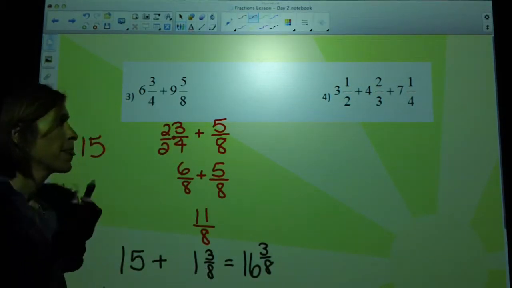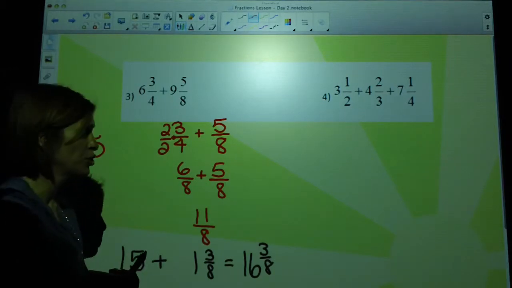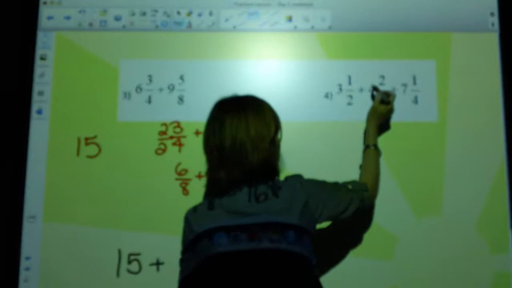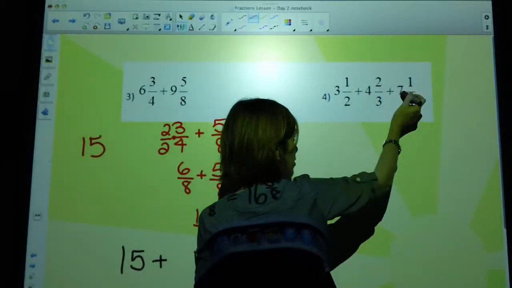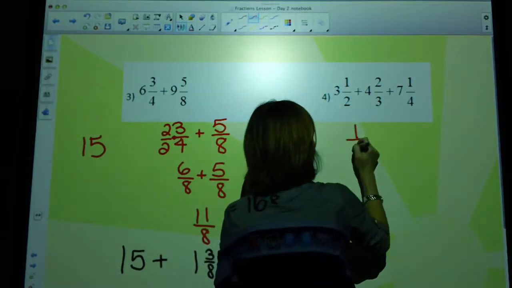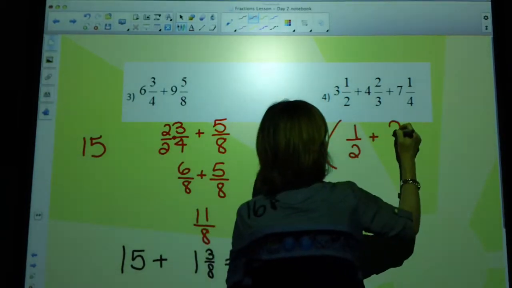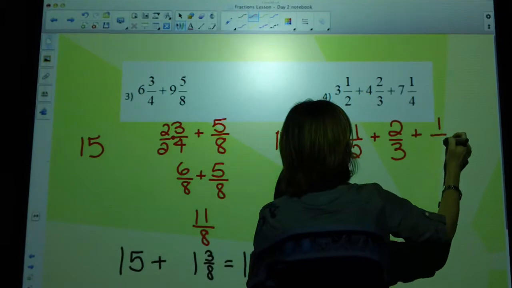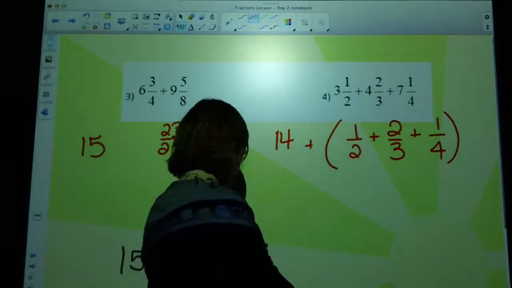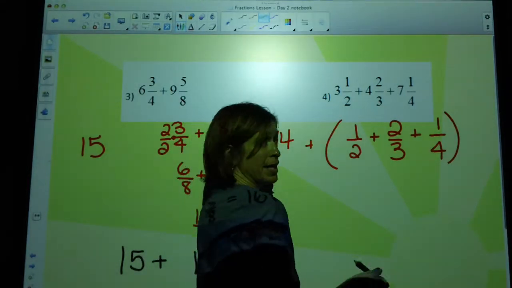All right, 3 1/2 plus 4 2/3 plus 7 1/4. Let's try this concept. So we do 3 plus 4 plus 7, so 7 plus 7 gives me 14. Then I'm going to add to it 1/2 plus 2/3 plus 1/4. With the fractions, I need to find a common denominator. The common denominator would be 12.